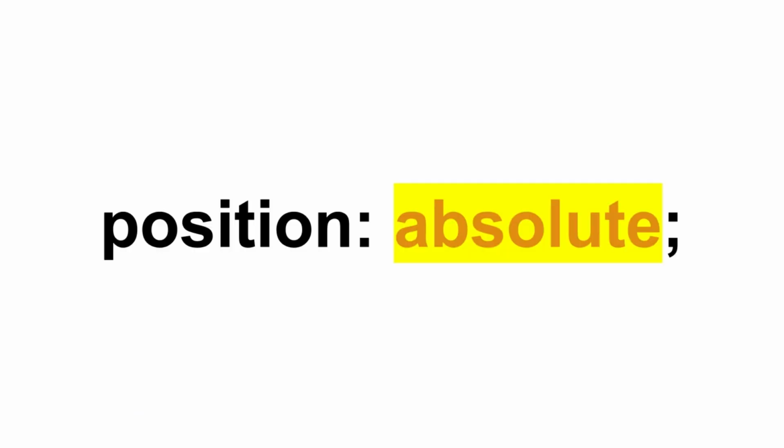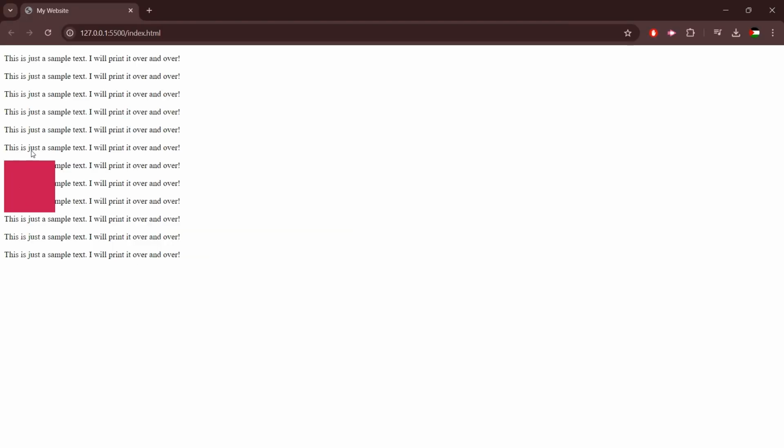The next property we have is the absolute property. It is like a ghost property because it leaves no space for the element, as if it doesn't even exist. The element just hovers. Similar to the relative property, we can also change the location of our element when it is using the absolute property.